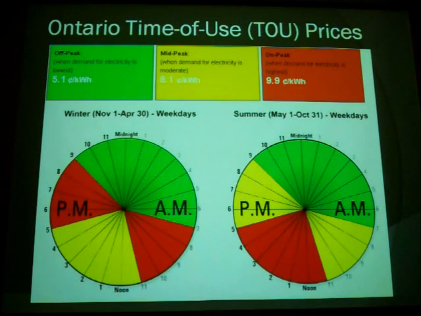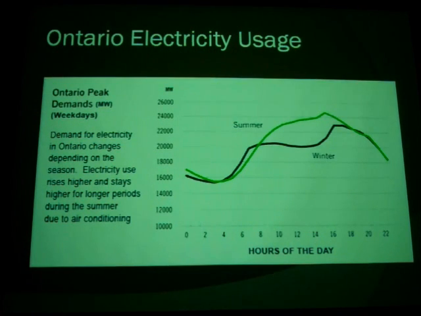The Ontario time of use prices are a little lower: off-peak hours are 5.1 cents per kilowatt hour, and on-peak hours are 9.9 cents per kilowatt hour. So we can actually save a lot of money on our billing by not using a lot of electricity during peak hours. The Ontario electricity usage is shown on a seasonal basis in this graph.